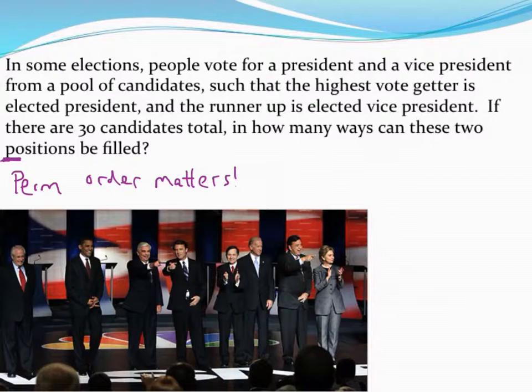Once I figured out whether it's a permutation or a combination, it's a simple matter of using my calculator to figure out the different possibilities. Well, in this case, there are 30 candidates to pick from, and we've just established I'm going to use a permutation. I want to pick 2 of them.